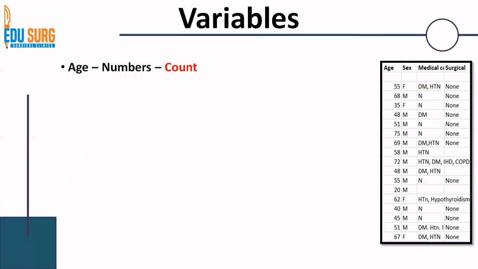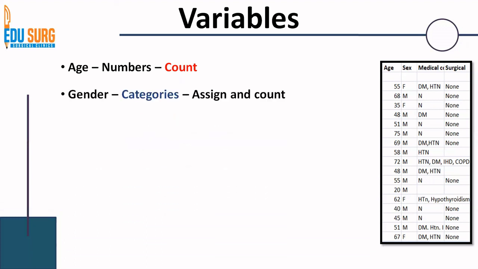As we can see from this table, age is in numbers, and numbers is something that we count, right? We don't measure the age, we count the age. So this is something that is important. First we'll see what we are doing to this data, and based on the terms that I am using, I will define the type of variables, right?